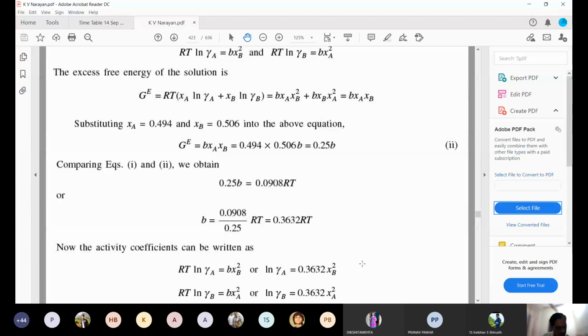Any doubts, questions on this? Sir, the value of B is not the same, right? It is the same, right? We calculated the value of B. This is the value of B which we get from both the equations.